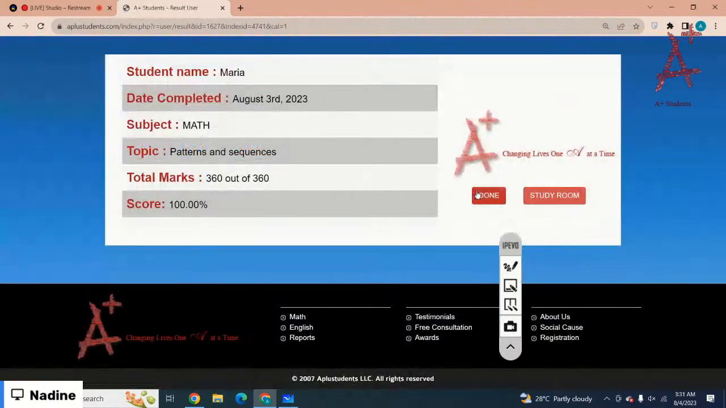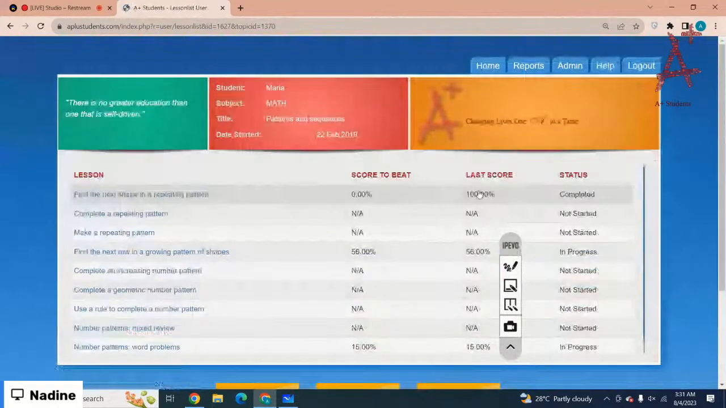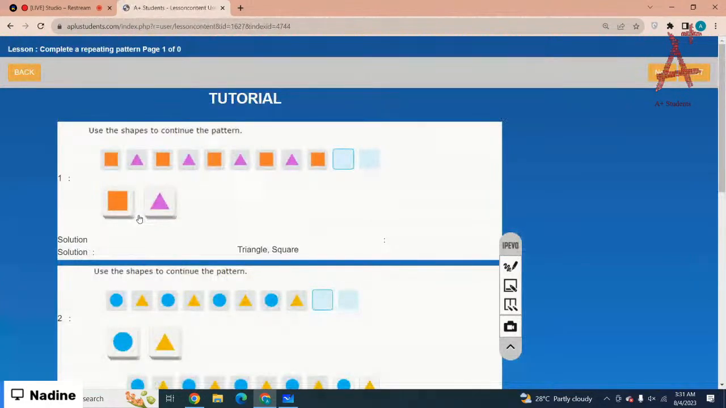Okay, we are done with the lesson. Let's start with the next lesson. The next one is complete a repeating pattern. So let's start with the next one. Okay, use the shapes to continue the pattern. So which one?